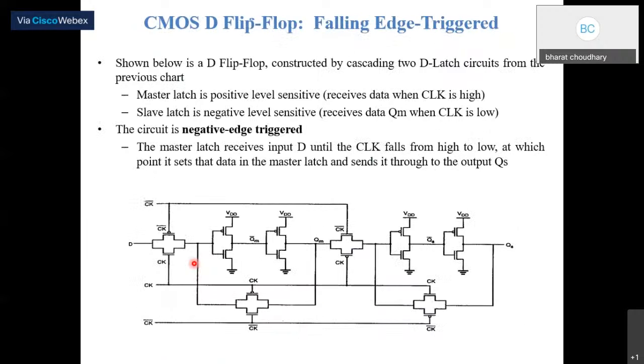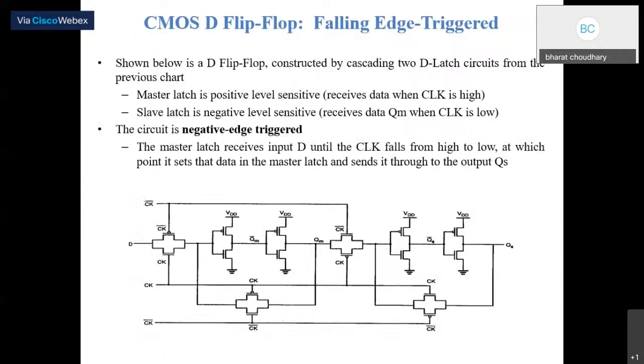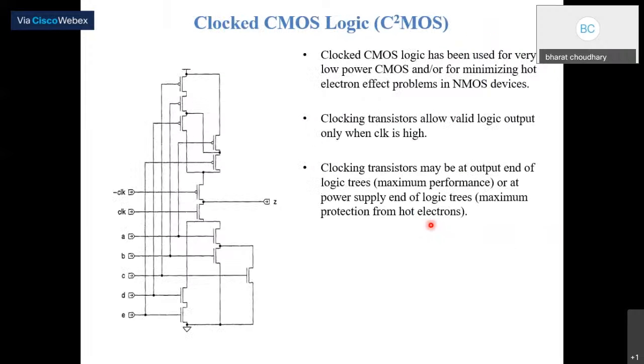And this is the falling edge, and here we are using a negative latch first and then a positive latch. If that configuration is reversed, then we get a falling edge triggered flip flop or register. Now we are moving towards clocked CMOS logic.